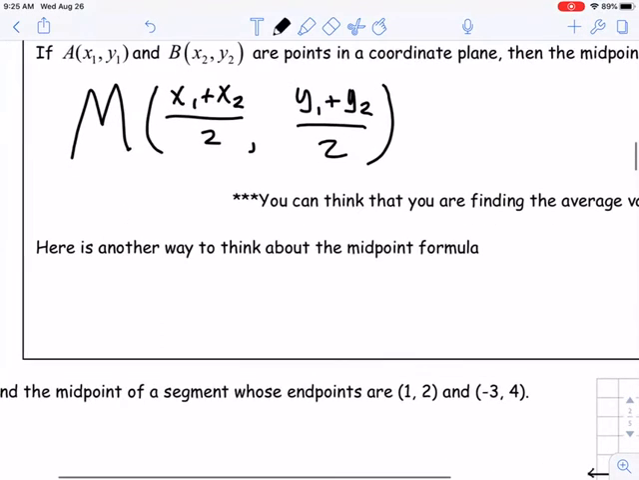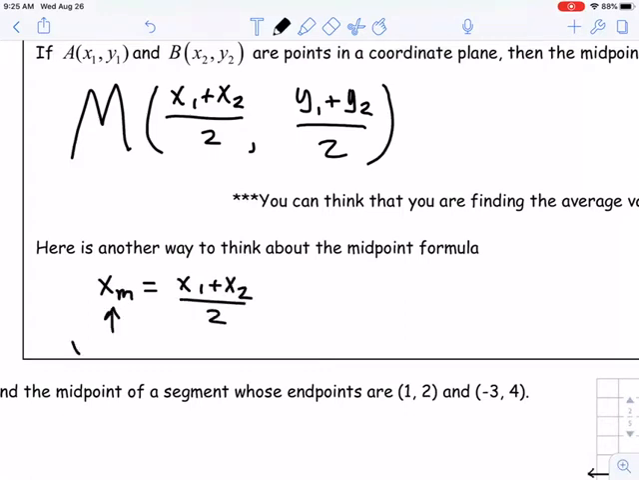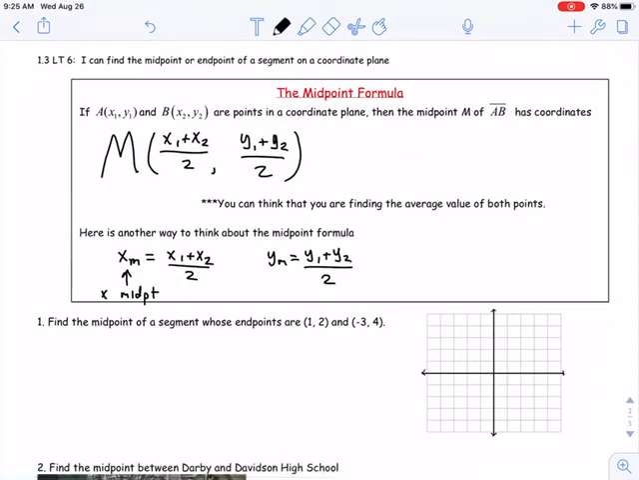And then just another way to think about it, which is going to help us later on, is the x midpoint equals x1 plus x2 divided by 2. So this means the x value for the midpoint, and then we have the y value. This is just one way to think about the same thing. And that's just the y midpoint. We can even elaborate and say the midpoint would be x sub m comma y sub m.